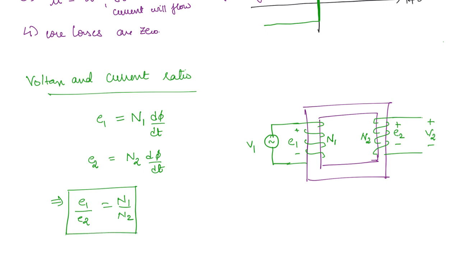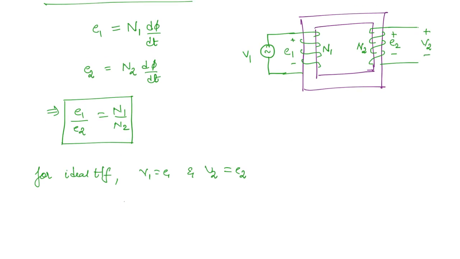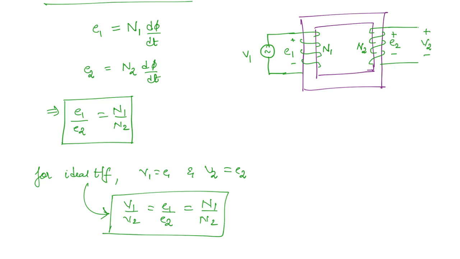Okay, and further for an ideal transformer, V1 is equal to E1 and V2 is equal to E2, right? So V1 by V2 is equal to E1 by E2 is equal to N1 by N2. But remember, this is only for the ideal transformer. This will be applicable for practical transformer as well.